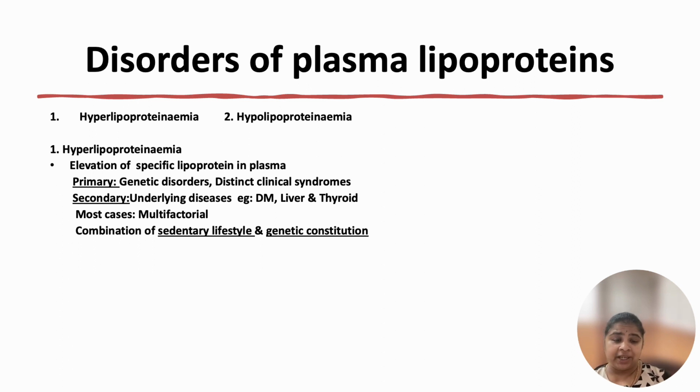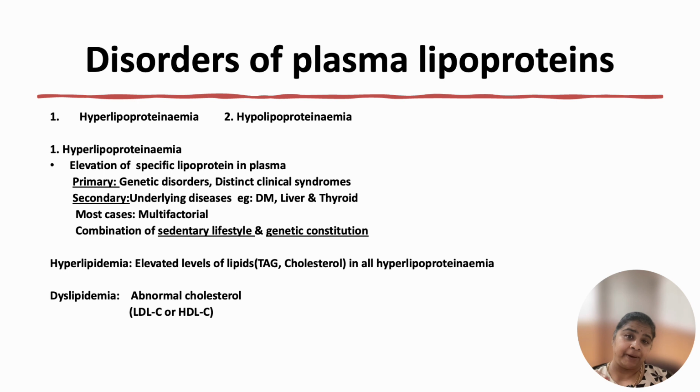In hyperlipoproteinemias, it can be elevation of a specific lipoprotein in plasma. For this, causes can be primary, that is there is a genetic disorder, or it can be a part of a distinct syndrome, or it can be secondary due to other conditions like diabetes or thyroid disorders or liver disorders. Most of the time it can be multifactorial, that is there is a genetic predisposition along with some underlying disease, and most often we see that there is a sedentary lifestyle and bad eating habits which go hand in hand. All these put together will lead to hyperlipoproteinemias.